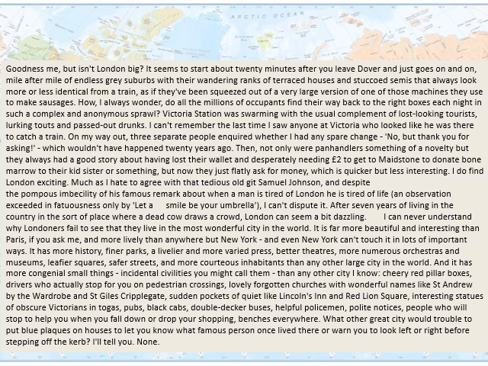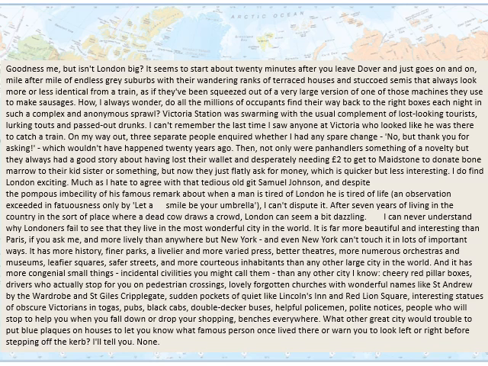I can never understand why Londoners fail to see that they live in the most wonderful city in the world. It is far more beautiful and interesting than Paris, if you ask me, and more lively than anywhere but New York, and even New York can't touch it in lots of important ways. It has more history, finer parks, a livelier and more varied press, better theatres, more numerous orchestras and museums, leafier squares, safer streets, and more courteous inhabitants than any other large city in the world. And it has more congenial small things, incidental civilities you might call them, than any other city I know.